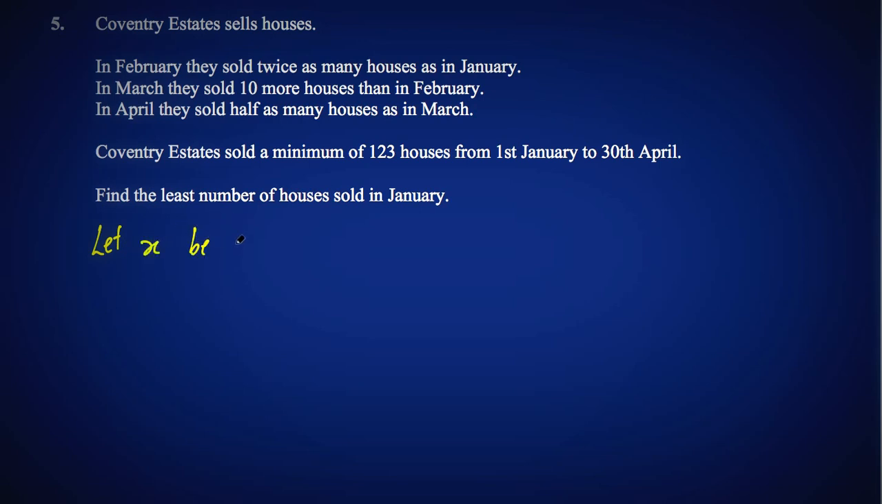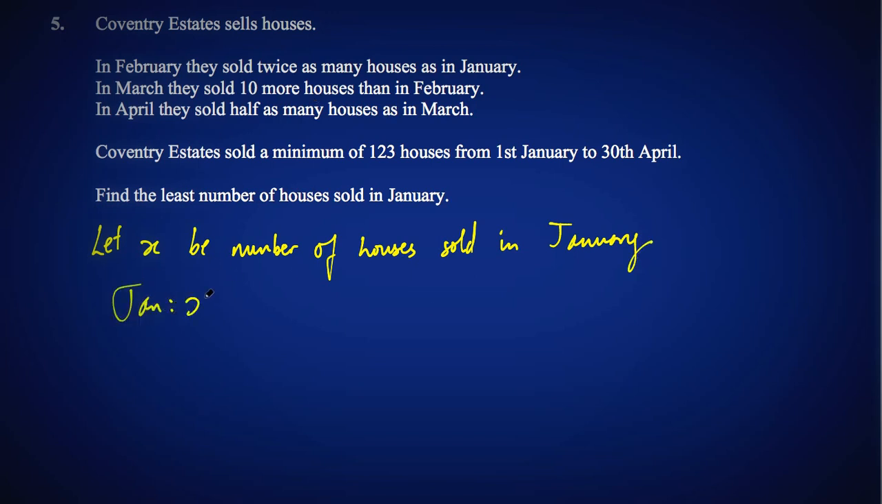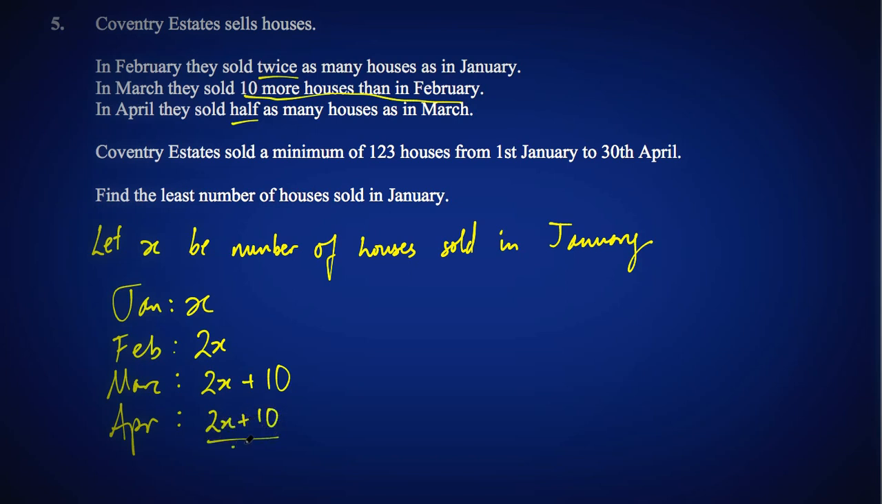So let x be the number of houses sold in January. And then month by month, I can write out my working. In January, x houses were sold. In February, we've got twice as many houses as there were in January. That's 2x. In March, 10 more houses than in February. So that's 2x plus 10. And in April, they sold half as many houses as in March. So that is (2x plus 10) over 2, which I can write immediately as x plus 5.